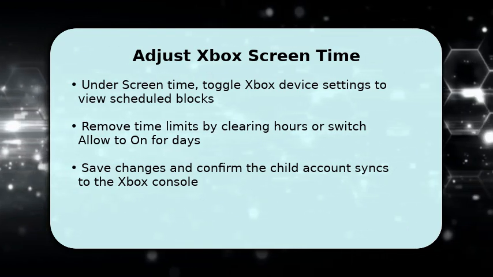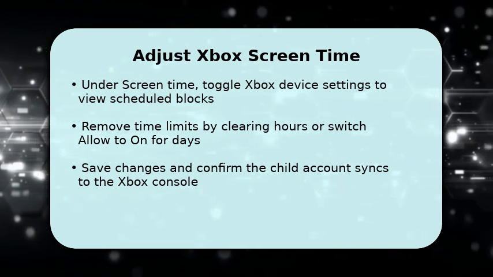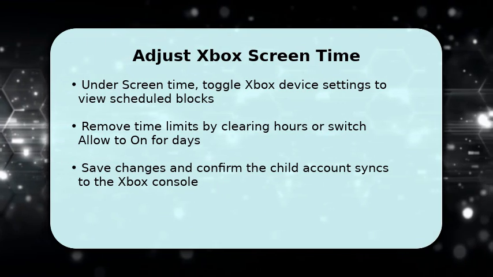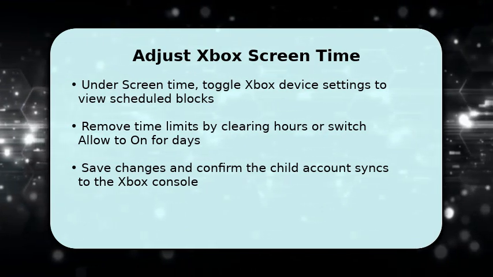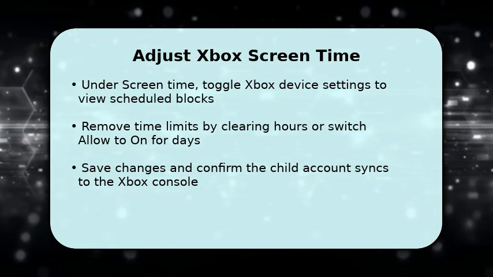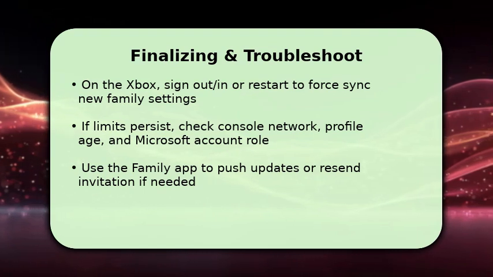After editing, click Save so changes apply to your child's profile. Make sure the Xbox is online and signed in with that child profile so the new settings can sync to the console within minutes. Finish by confirming the console received the update. Sign the child out, then back in, or restart the Xbox so it fetches new family settings.